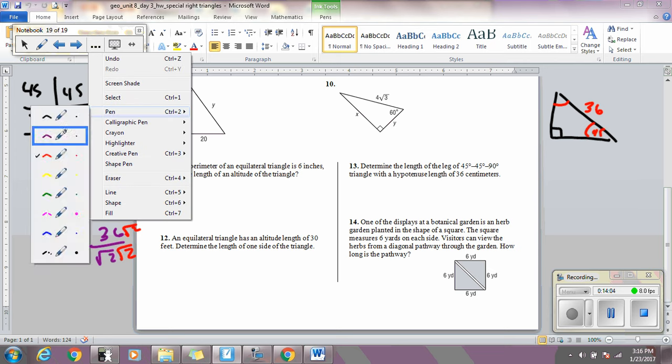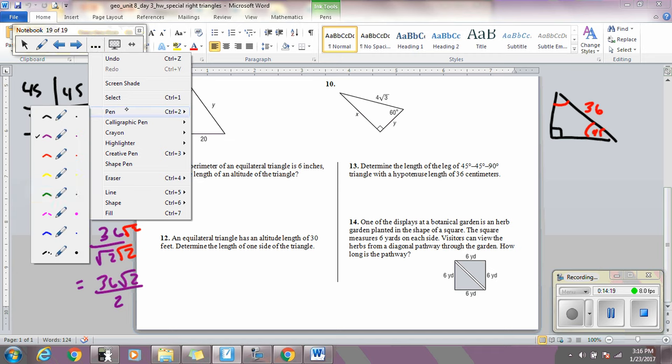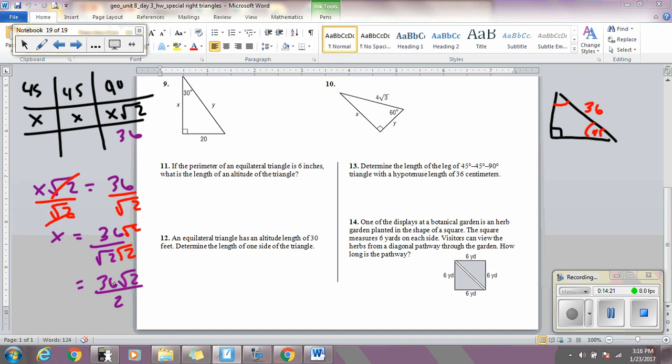When you do that, we told you you're now going to have 36 square root of 2 at the top, and at the bottom, you're simply just going to have 2. And then we also mentioned that you need to reduce whenever possible. So 2 goes into 36 18 times and into itself once. So the final reduced answer for the leg is going to be 18 square root 2 centimeters.